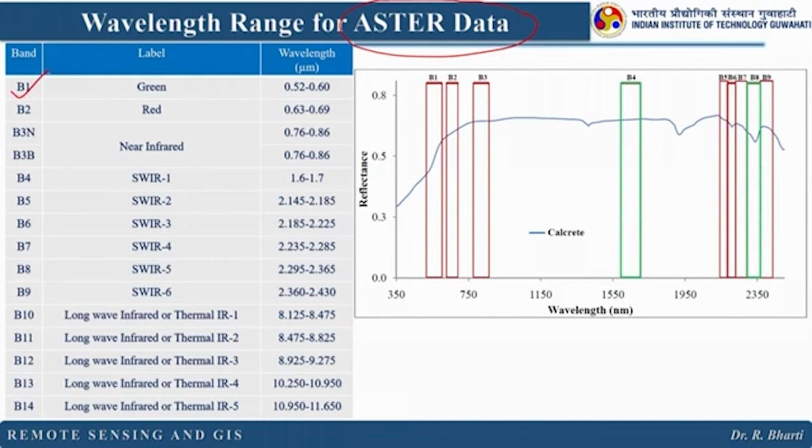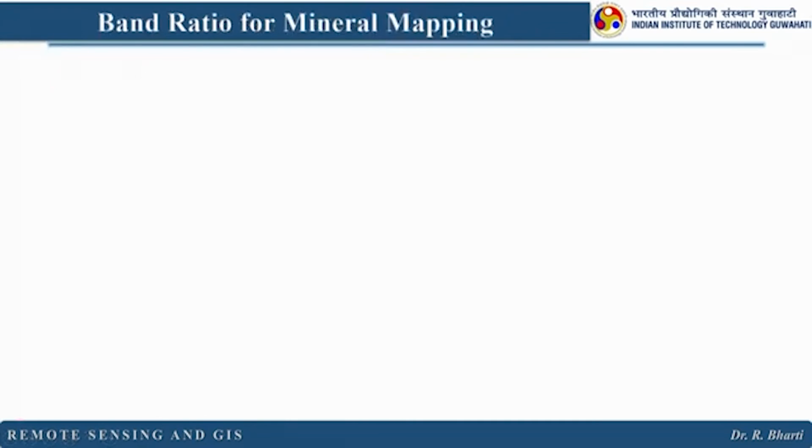Landsat 7 ETM plus, Landsat 8 and the previous versions of Landsat are freely available to you, but there are some sensors where you have to pay to get the data sets, and this is one of them, right. So this is the band designation of Aster data. It has 14 bands and all the wavelengths are written here. And if your target is calcrete or calcium carbonate, can we use this band ratio? Yes, we can. We will see some examples.